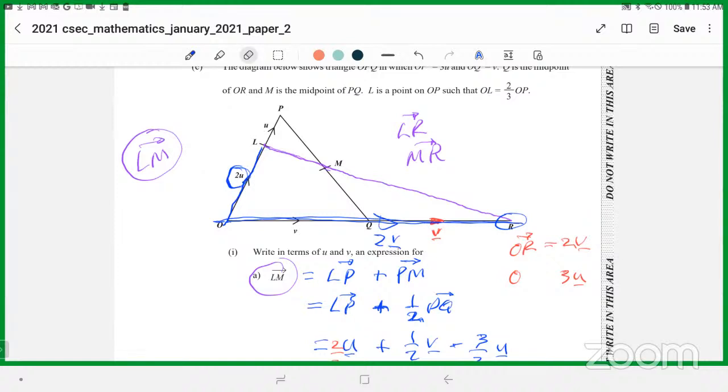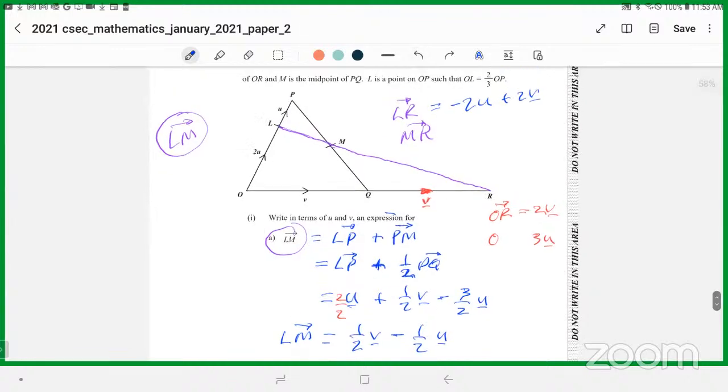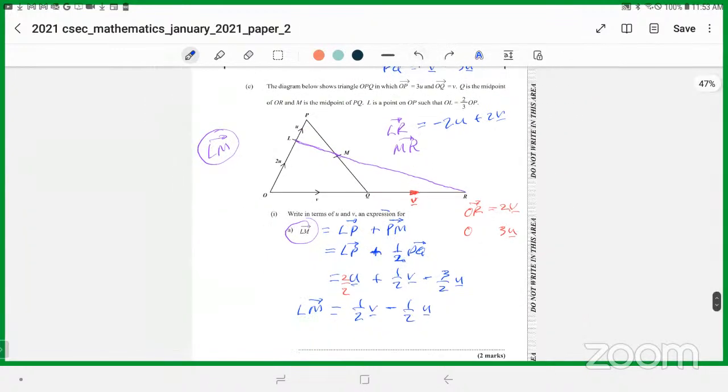So we say we're going to use the LR because it is obvious from the diagram what LR is. We don't need to calculate LR. LR is minus 2U plus 2V. And so we're using the LM right here and the LR right here, to show that the points are equal in here.